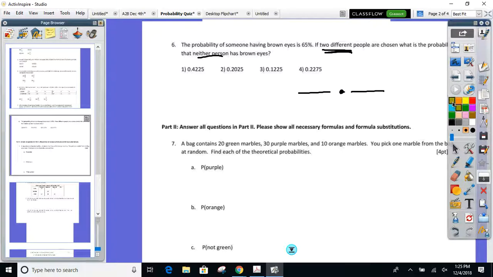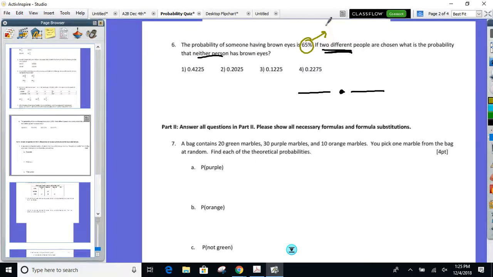So if I'm thinking 65% do, how many percent do not? 35% do not. So in each of these fractions is not going to go 65. In each of these fractions is going to be 35 out of 100, 35 out of 100. All right, because neither have brown eyes. And the probability they do is 65. The rest, 35%, is that they do not. Okay? Definitely wanted to go over that one with you.